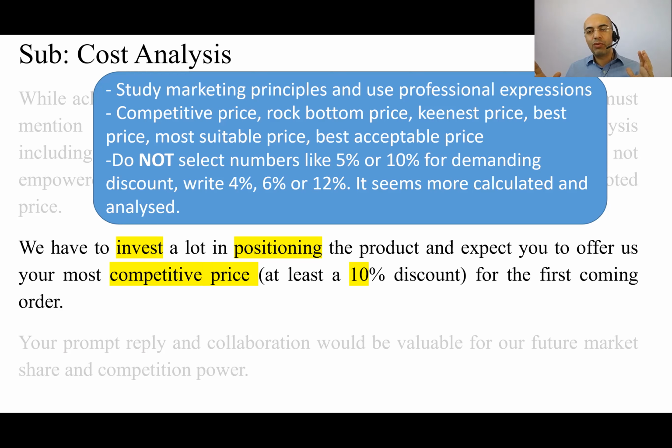When they hear 11% or 9%, your partner may guess that there is a kind of analysis for this request. It's not just an unstudied request. You have studied it, you have analyzed it, and you know what you are saying. It seems a calculated and analyzed request. So whenever you want to use numbers and figures, especially about discount, it's better not to use 5% or 10%, 15%. Use some figures which are not rounded numbers.